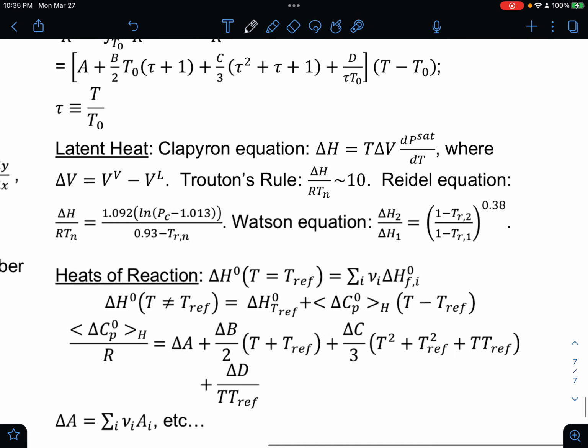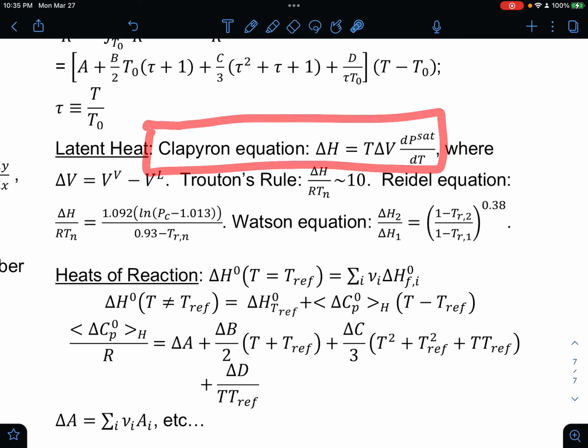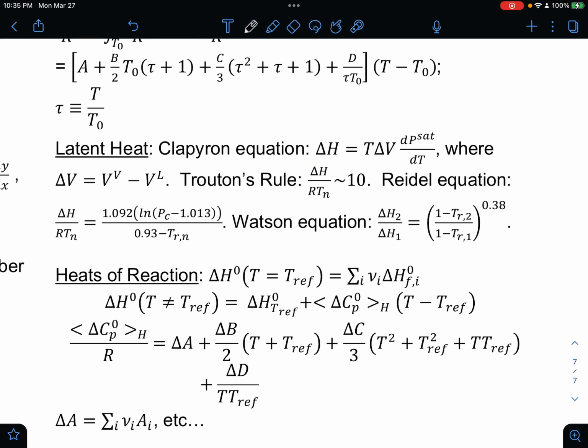So under latent heat, because it's related to phase transitions, we have the Clapeyron equation. I'm just going to write it down and then copy it. Delta H equals T delta V dP sat dT. So that's the Clapeyron equation.